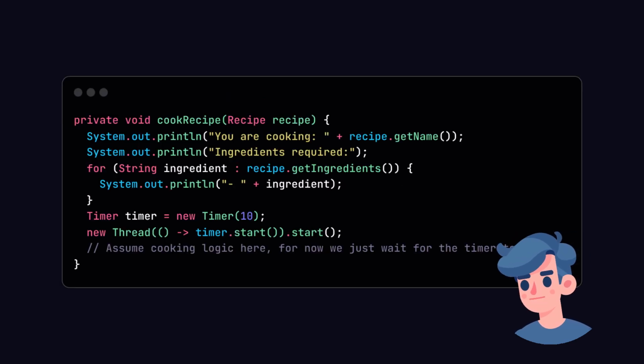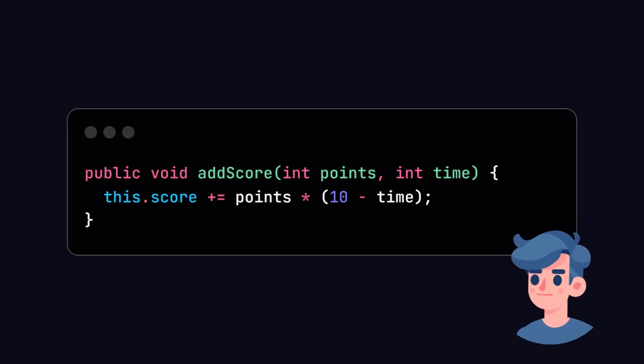Next, let's modify the cookRecipe method in the GameUI to incorporate the timer. When a player selects a recipe, they'll have a limited time to complete it and we'll notify them when time is up. To keep things engaging, let's also implement a scoring system.